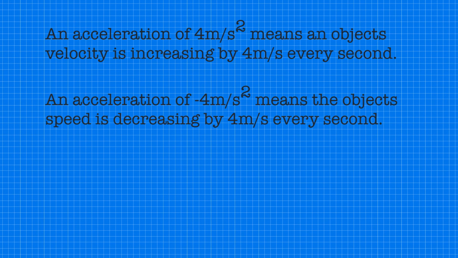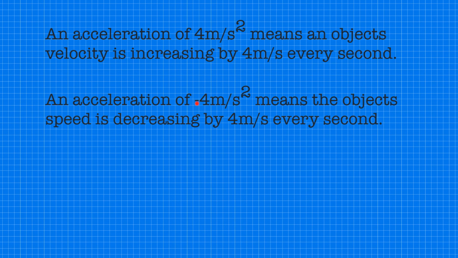In the second part of this acceleration lecture, we're going to look at a couple of key different points. The first is, as we mentioned in the previous section, an acceleration of 4 meters per second squared means an object's velocity will be increasing by 4 meters per second every second. So it's 4 meters per second per second.